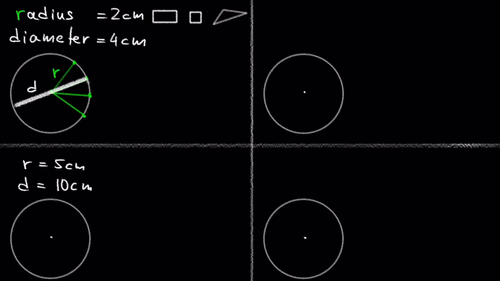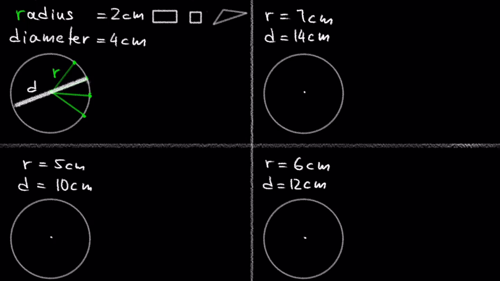Or let's say we have a circle with a diameter of 14 centimeters. Then the radius is 14 divided by 2, which is 7 centimeters. And when we have a circle with a diameter of 12 centimeters, then the radius is 12 divided by 2, which is 6 centimeters.